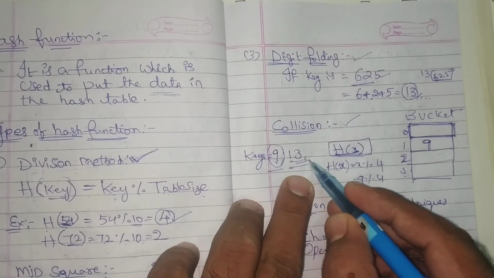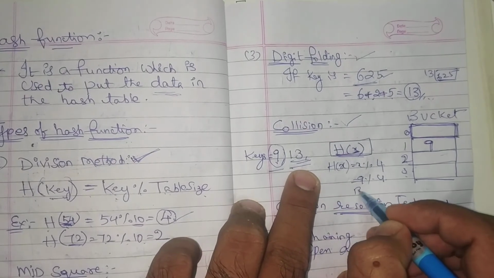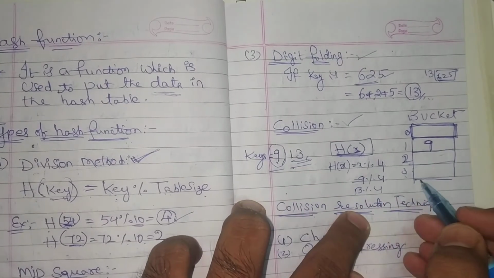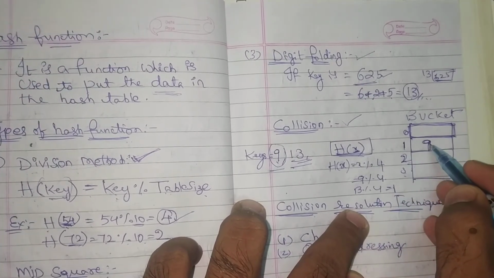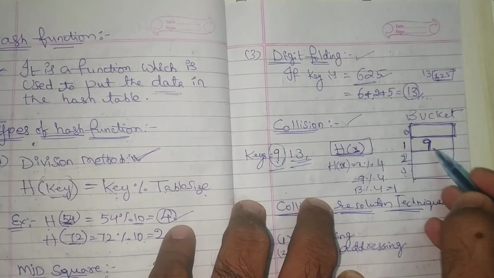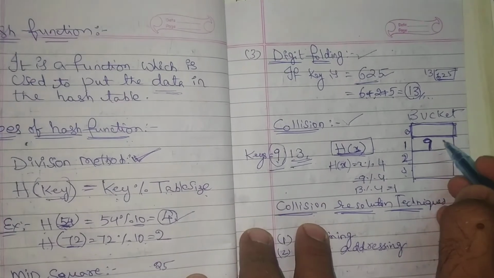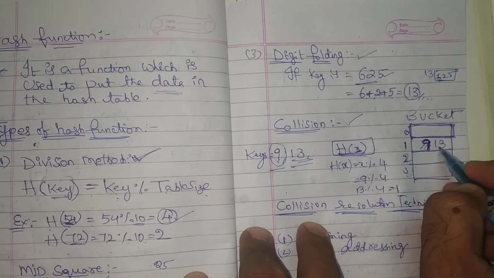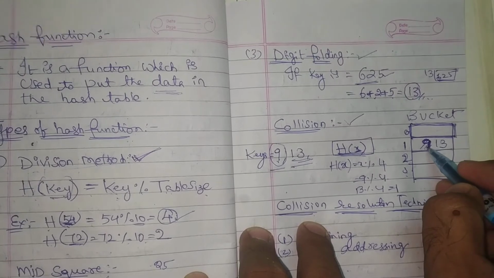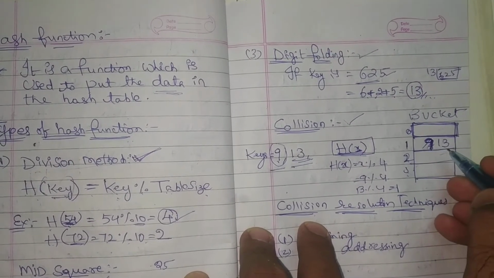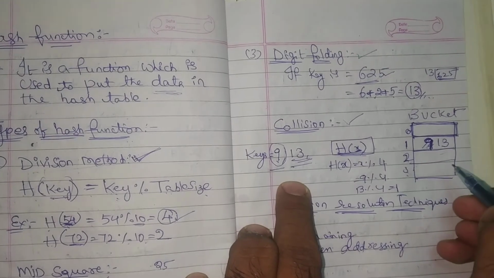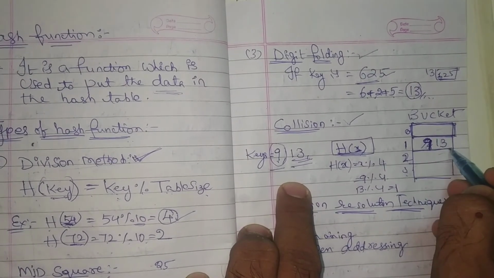Now take another key. What is the other key? 13. Now 13 modulus of 4. Output is 1 only. But in that location one key already exists. If you forcibly store 13, it may overflow. Hope you understand. But as per our requirement we have to store all the information. So this is called a collision.